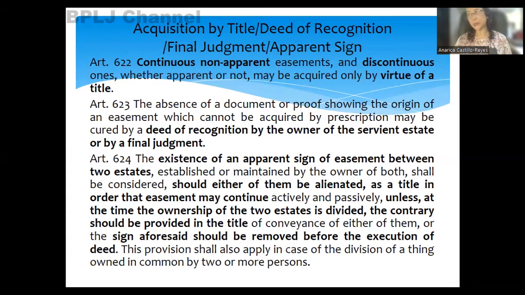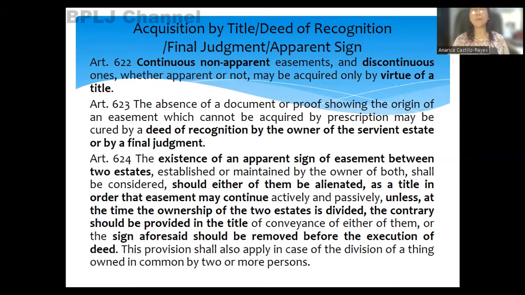This provision shall also apply in case of the division of a thing owned in common by two or more persons. So it speaks of a situation wherein previously the original owner of the two adjoining lots is one and the same. However, one of the lots was alienated, and there is an easement which is existing and is known to the buyer.